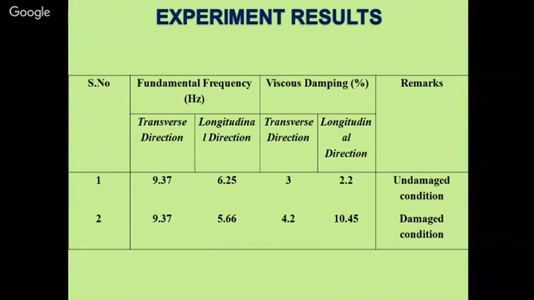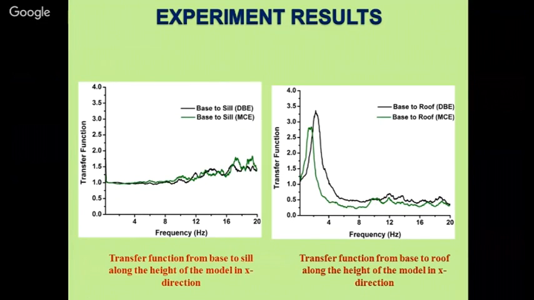You can see here the fundamental frequency is 9.37 in the transverse direction, as well as around 6.25 in the other direction. Now we have calculated the transfer function, how the force has been transferred during this earthquake kind of motion. Here you can see that this graph is from base to sill level, meaning base to the lower part of your window. You can see that there is not much difference between the graphs. Your graph is almost a straight line.